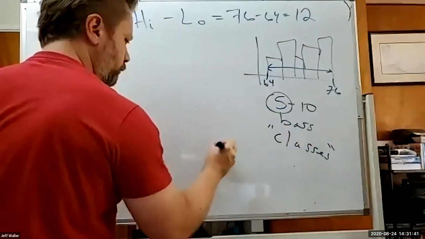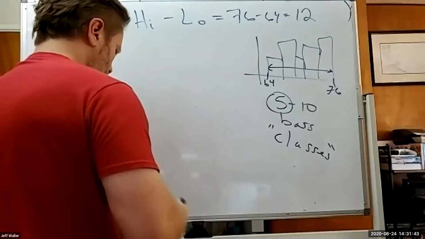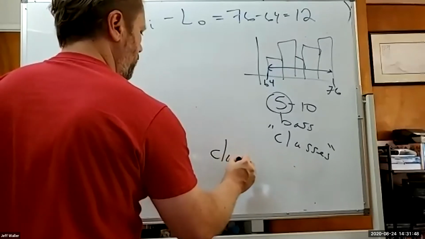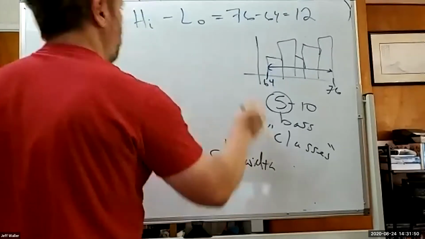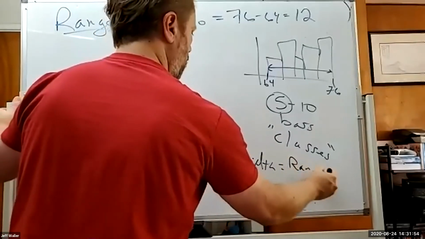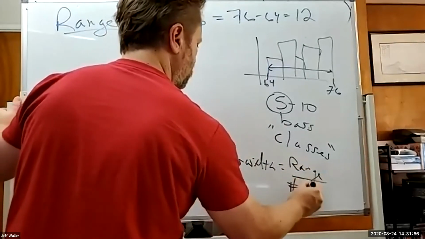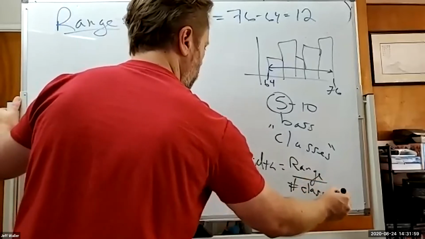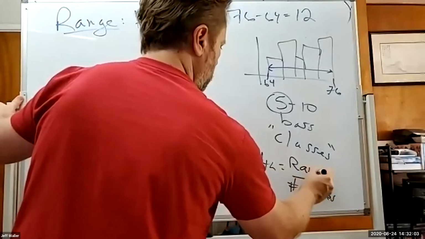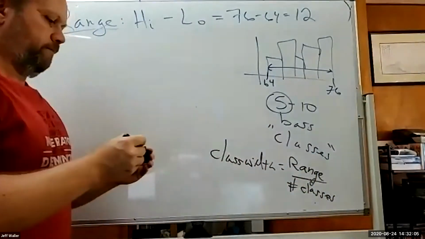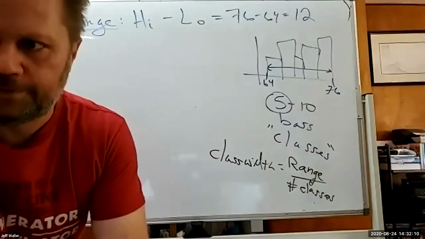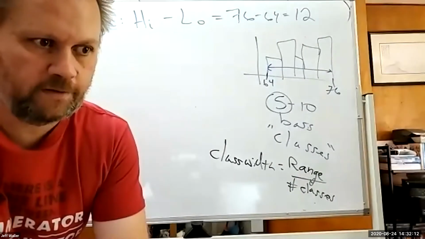So the class width, this is important. This is huge. This is our first real formula. Class width is going to be range divided by number of classes. Dadgummit. I got some new markers coming. There we go. All right, let me stop for a minute. Let me just let you guys absorb and ask if you have any questions.